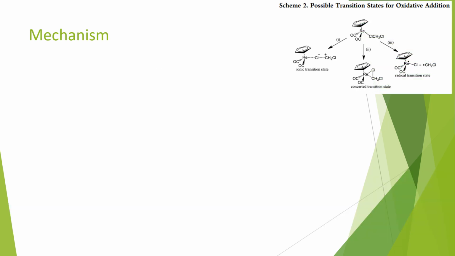On this slide, I'll be talking about the potential mechanisms of this reaction. There's three possible mechanisms that were formulated for this reaction. The first one being an ionic mechanism, the second one is a concerted three-membered transition state, and the third one is a chlorine radical abstraction mechanism.